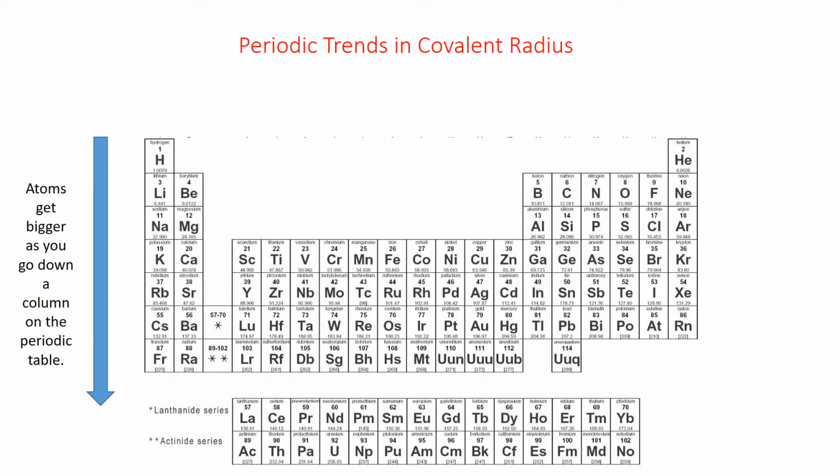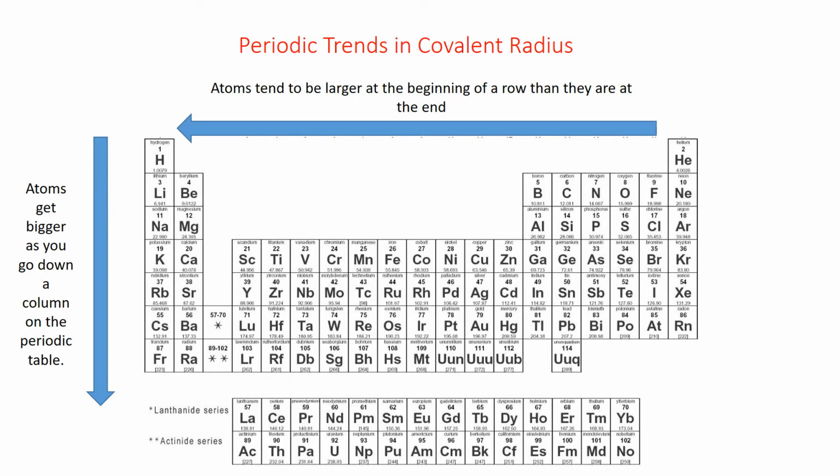But this is not what we see when we go across a row on the periodic table. The trend here is in the opposite direction. Atoms are actually larger in general at the beginning of a row than they are at the end. And I've drawn the arrow here pointing to the side of the periodic table that will have generally larger atoms. Now this doesn't make sense because as we go across a row on the periodic table, our atomic numbers are getting bigger, which means that the number of electrons are increasing and the masses are getting bigger. So these are getting heavier. Why are they getting smaller?